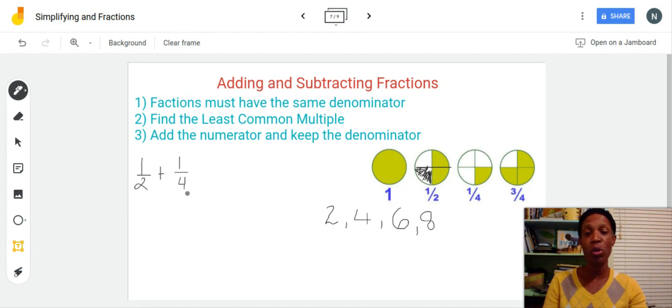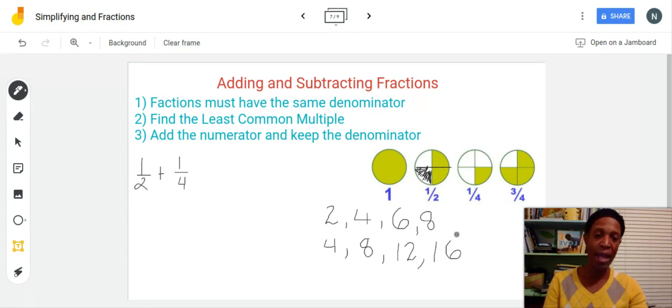Now let's find the multiples of 4. We know that 4 times 1 is 4. Put that down. We know that 4 times 2 is 8. Put that down. That's the second multiple. We know that 4 times 3 is 12. Put that down. That's the third multiple. And we know that 4 times 4 is 16. We're going to write that down.